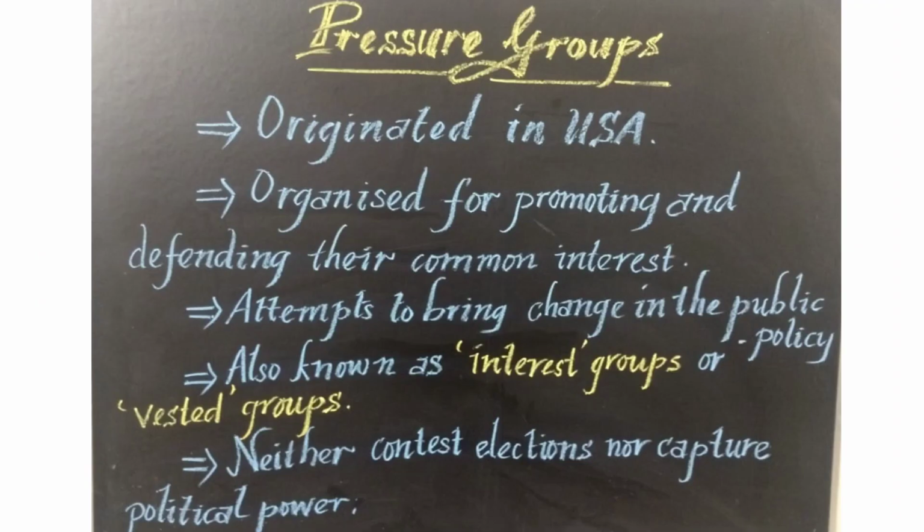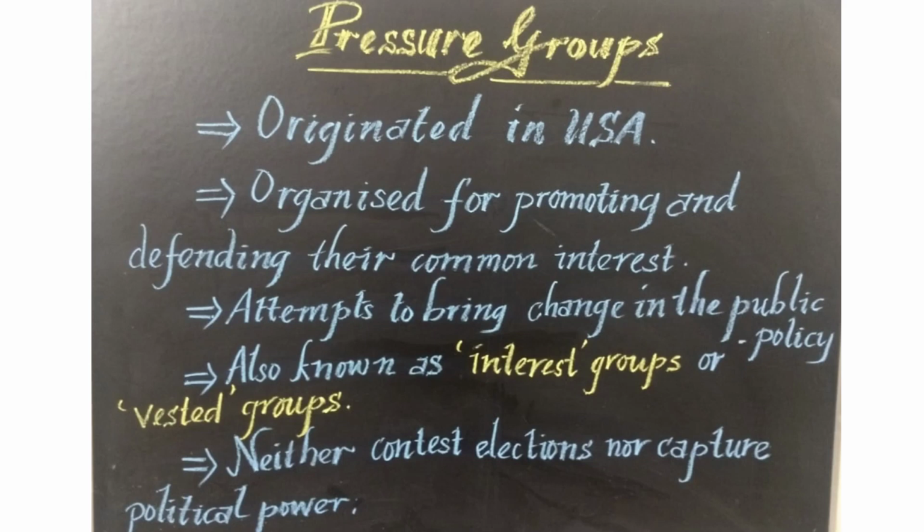The term pressure group originated in the USA. These are groups of people mainly formed for promoting and defending their common interest. Common interest means interest not in any private matter, but interest for the welfare of the public. For criticizing any government policies or any government orders, laws and orders made by the governments that are not in favor of the people, or for criticizing any politicians' activities or any government authorities' activities, we people are not taking any effort.